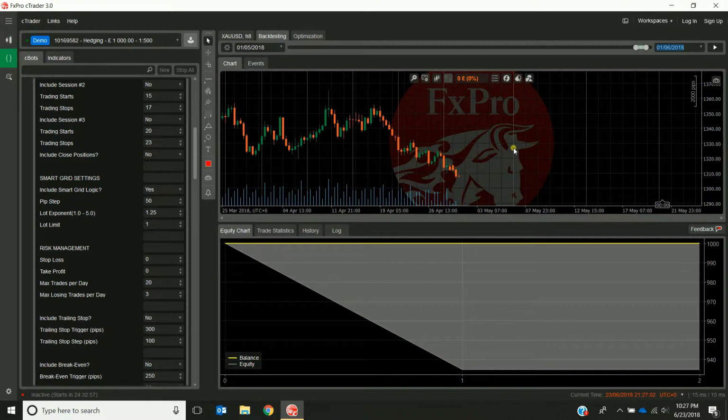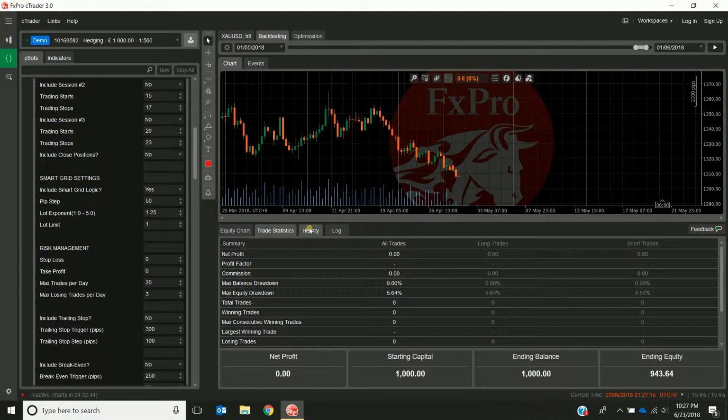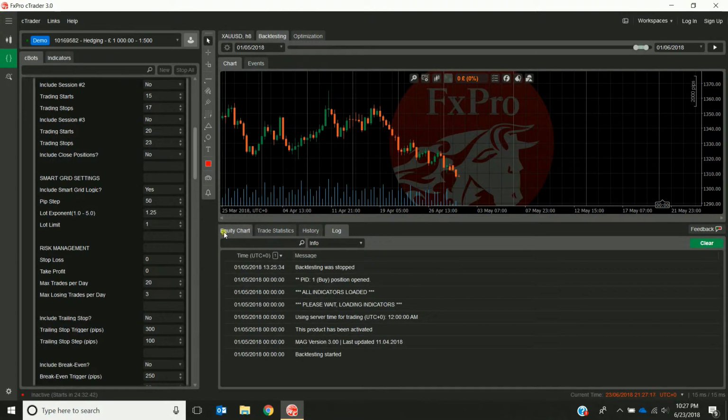So once you've set your starting date and your ending date, then we'll move down to introduce you guys to the tabs at the bottom here. So you've got an equity chart, trade statistics, history tab, and the log.